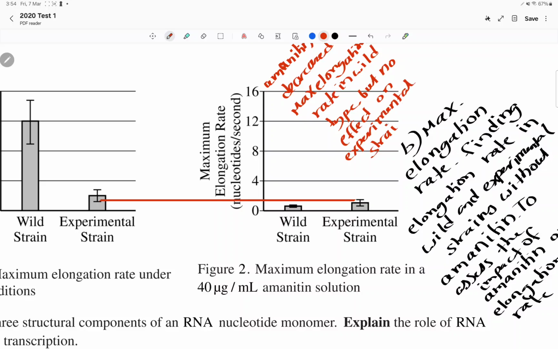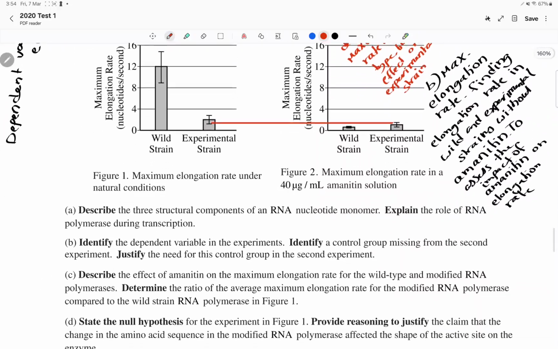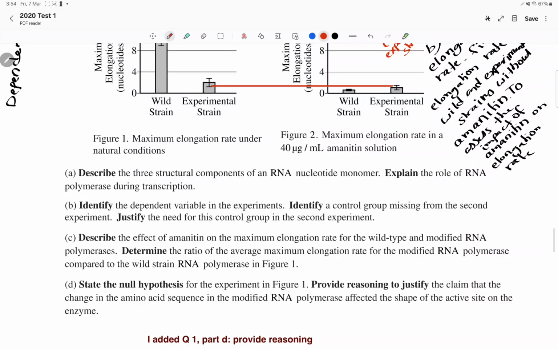But it still decreased. So how can you say no effect? You must compare experimental with Amanitin versus without it. So if they're overlapping, even if there's a difference, you're still going to see no effect. Exactly correct. Yep. Okay.